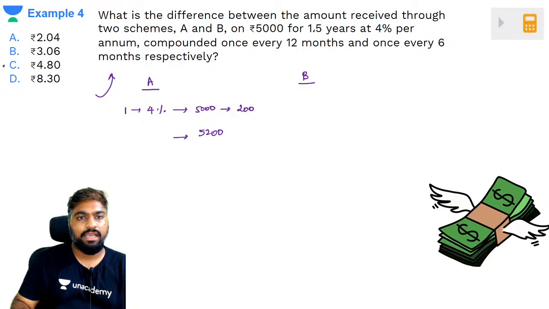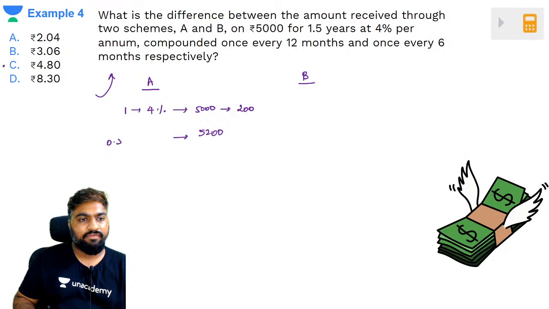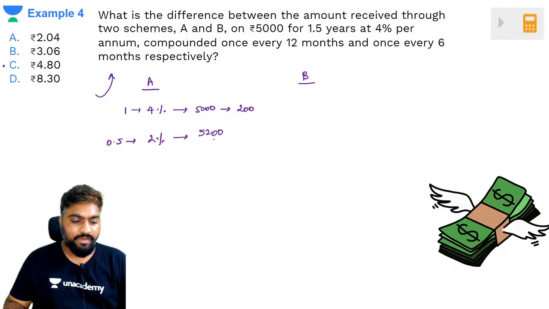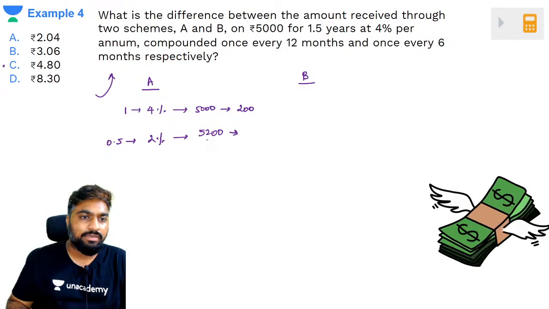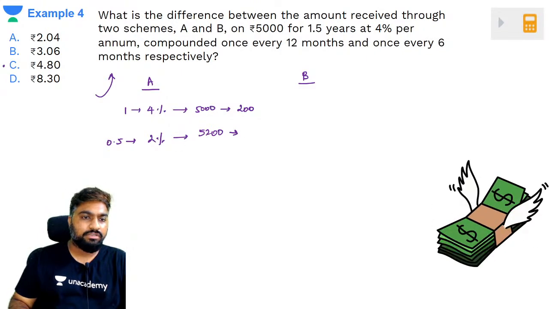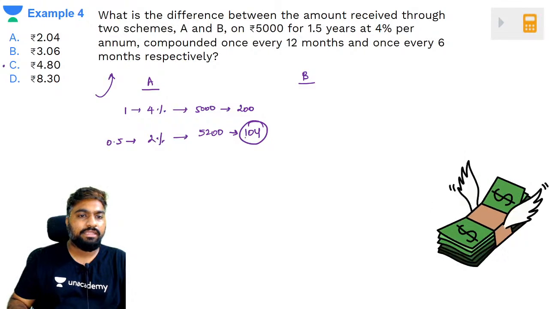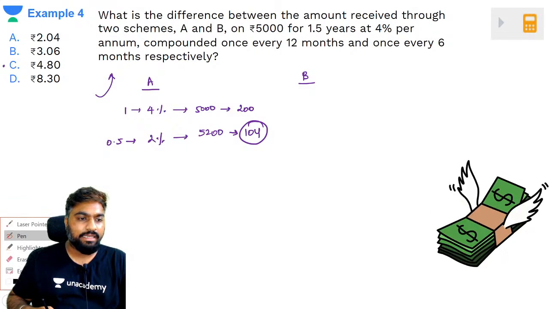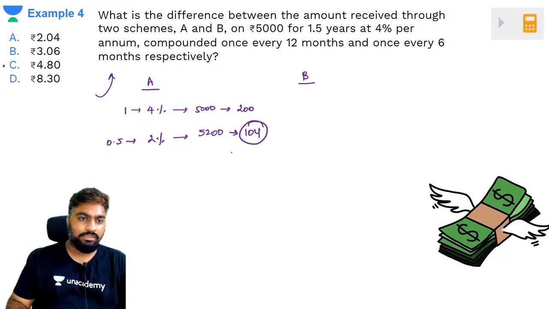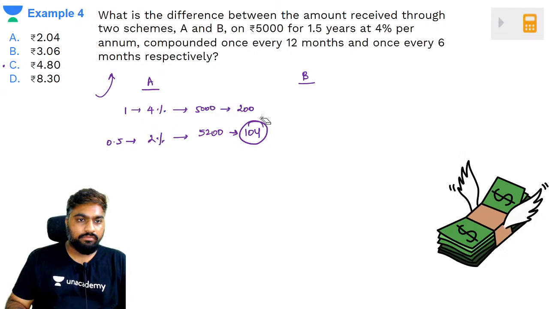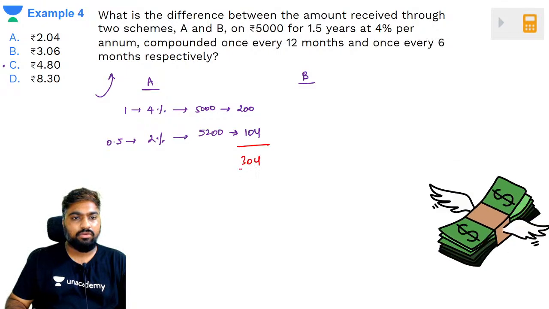5,200 मेरे को कितना लगेगा? आधा साल का, half a year, which is 2%. So 2% on 5,200. Are you able to understand? 1% is 52. 2% is going to be 104. 104 is going to be the interest this way. ऐसे करेंगे तो 104 रुपये आएंगे. Agreed? Sorry. 200 plus 104, that is 304 रुपये आएंगे.